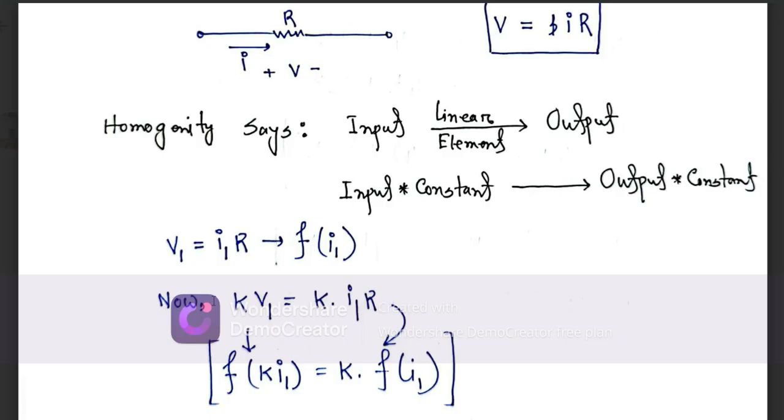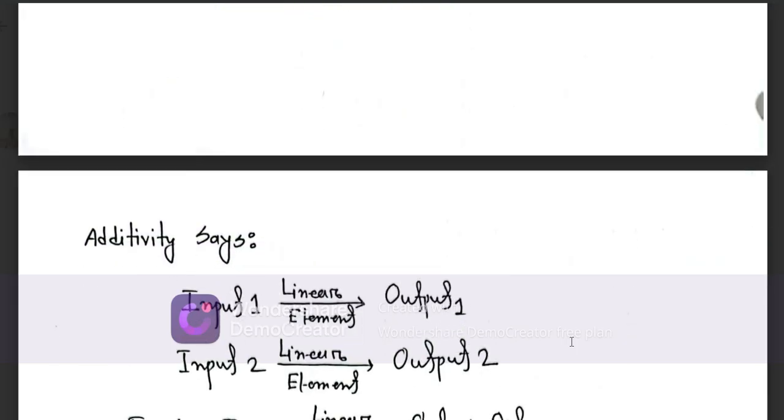Now if we multiply the input with a constant K, then eventually what we are getting is K into I1R. So it says that if we multiply our input with a constant K, then we are getting the output as a multiplication of K and the previous output f of I1, right? So it is following the homogeneity property.